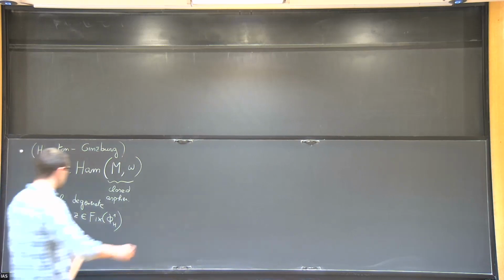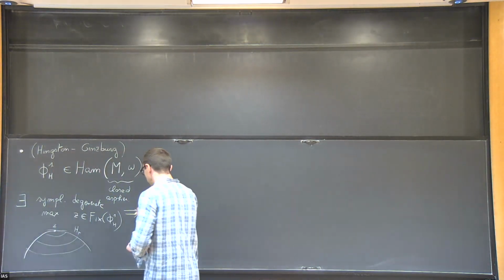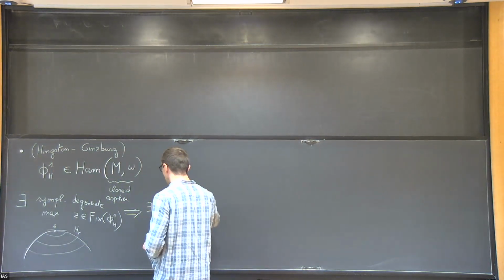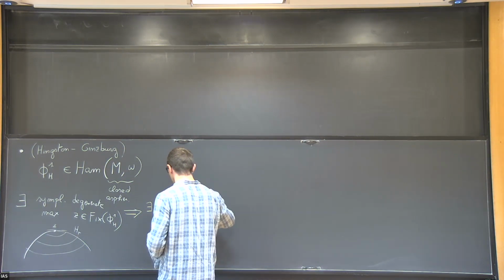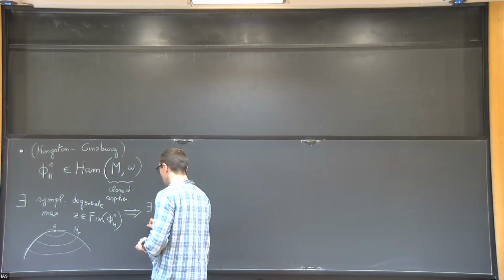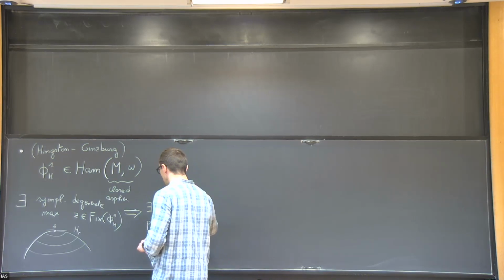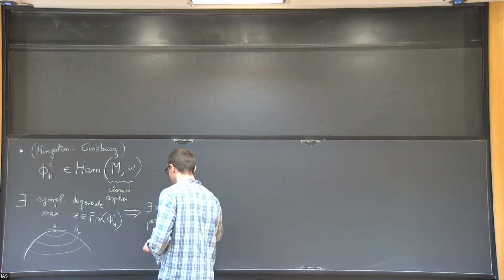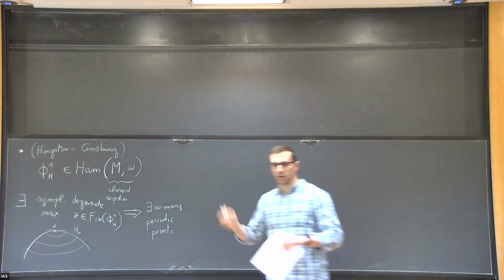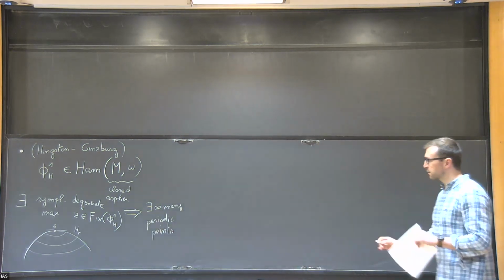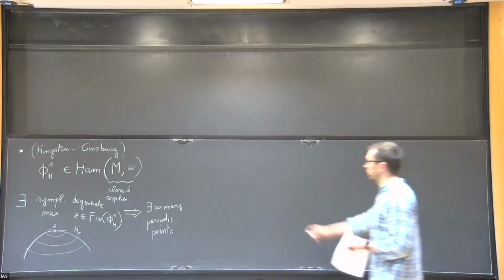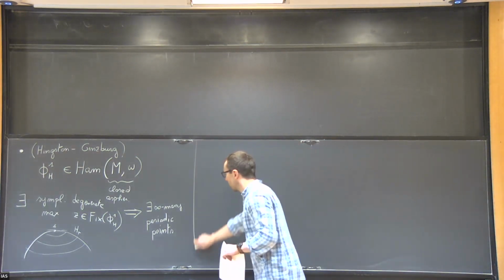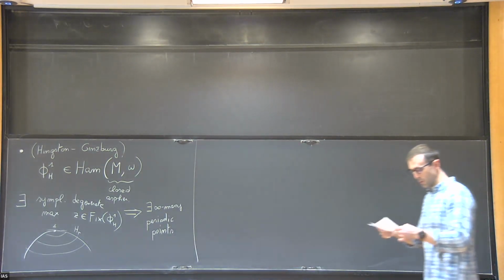Now, the existence of something like this implies the existence of infinitely many periodic points. Other examples of results, just to give a context to our statement. You can say more here. You can also say something about the periods sometimes.